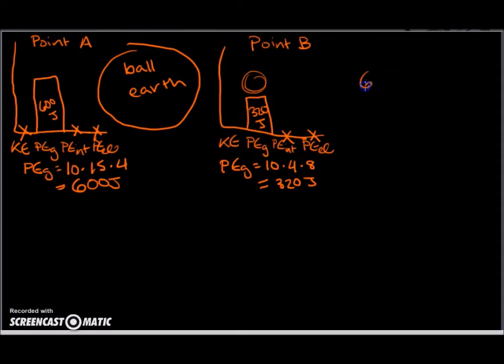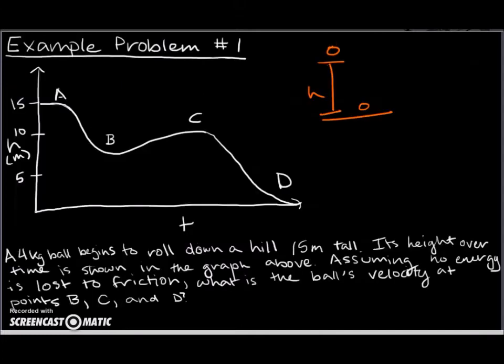So, obviously, 600 joules minus 320 joules is equal to 280 joules. And we'll draw that in right here. So our kinetic energy is 280 joules. But that's not what the question is asking us. The question is asking us, what is the ball's velocity at point B?